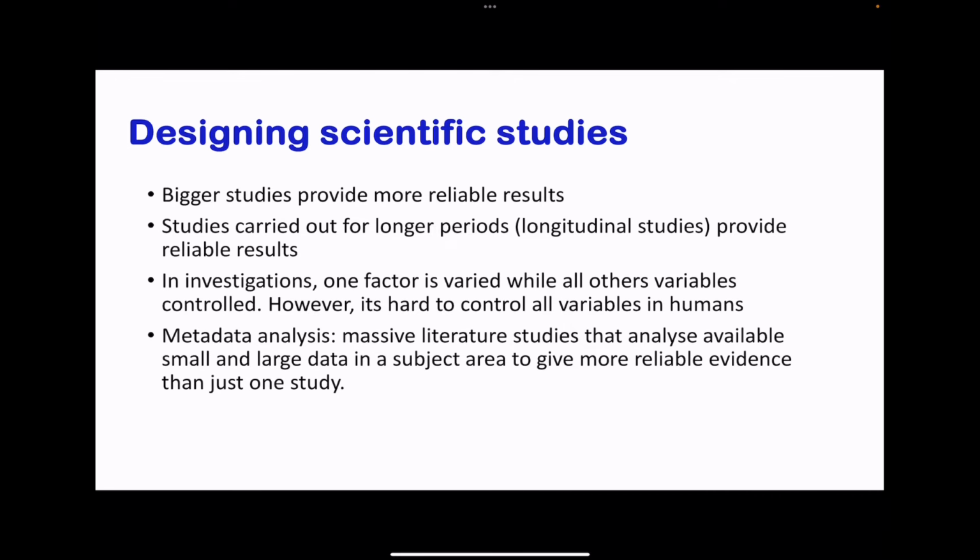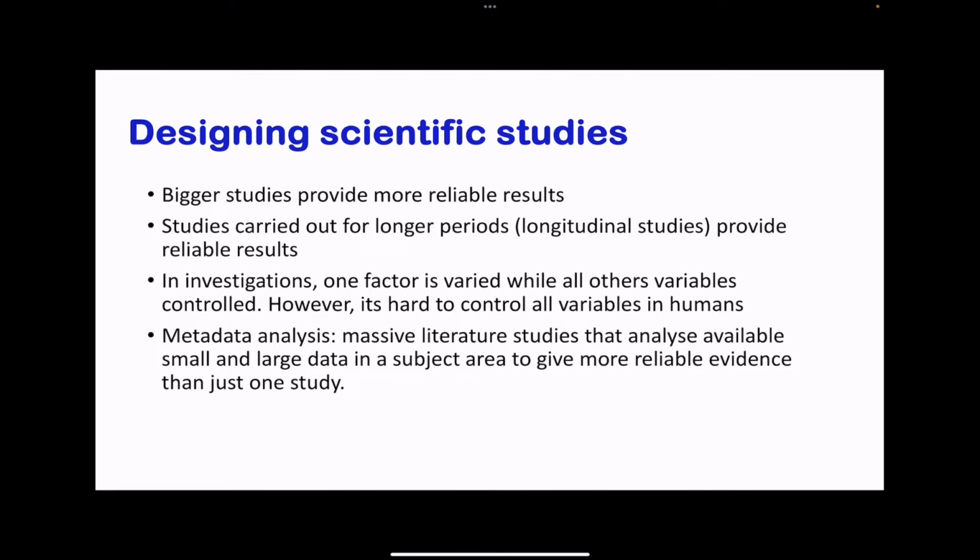When designing scientific studies to see the progression of disease, it's better that these studies are bigger because those provide more reliable results. And of course, some studies are carried out for longer periods of time. These are called longitudinal studies. Most of the time, they study the same types of people for longer periods of time. So the results are going to be more reliable.